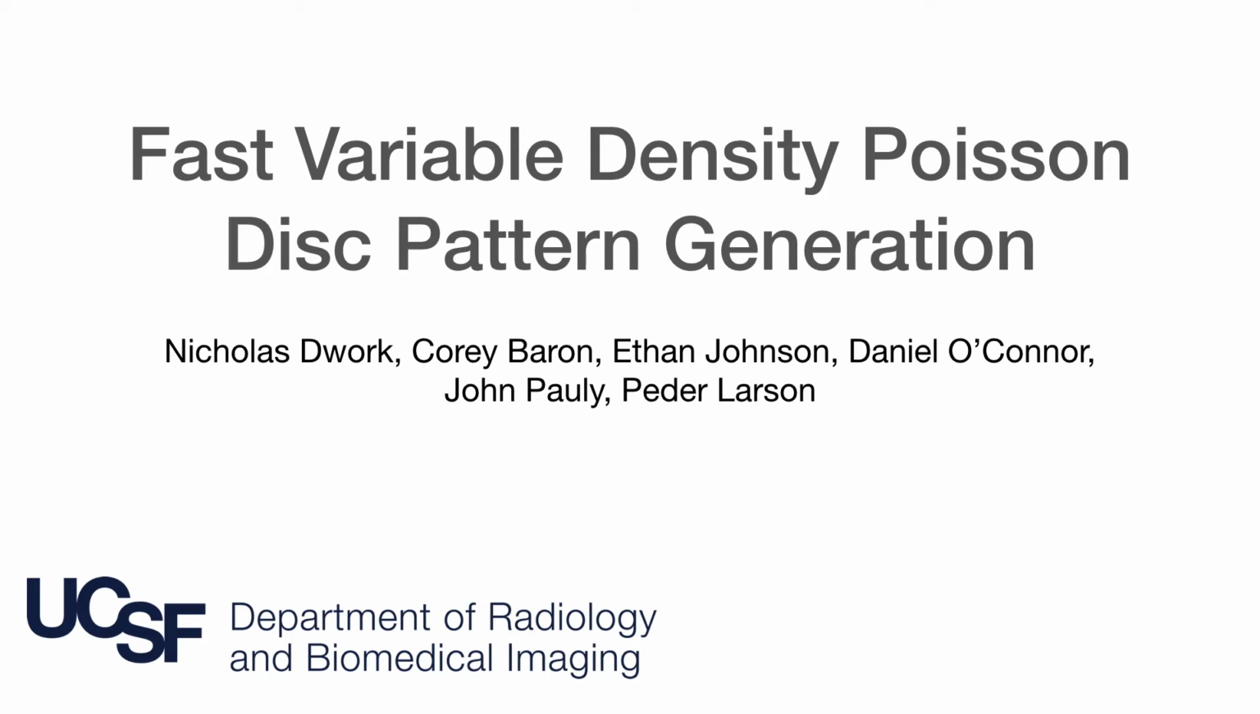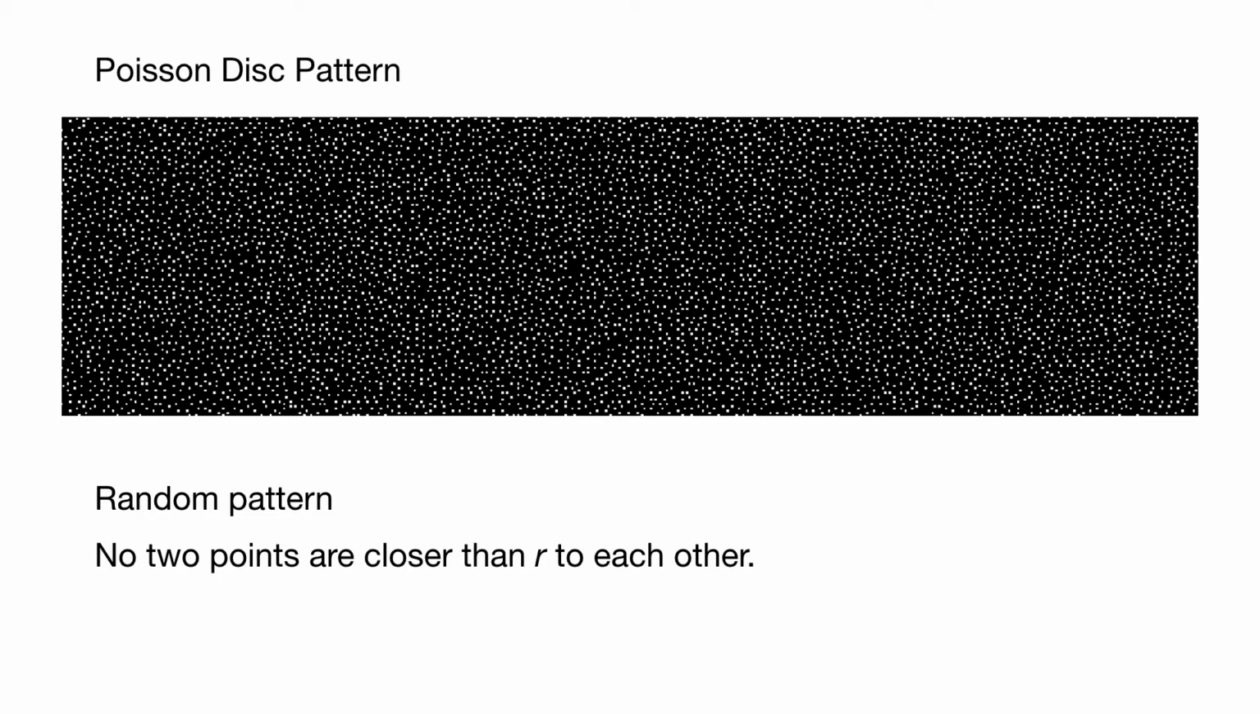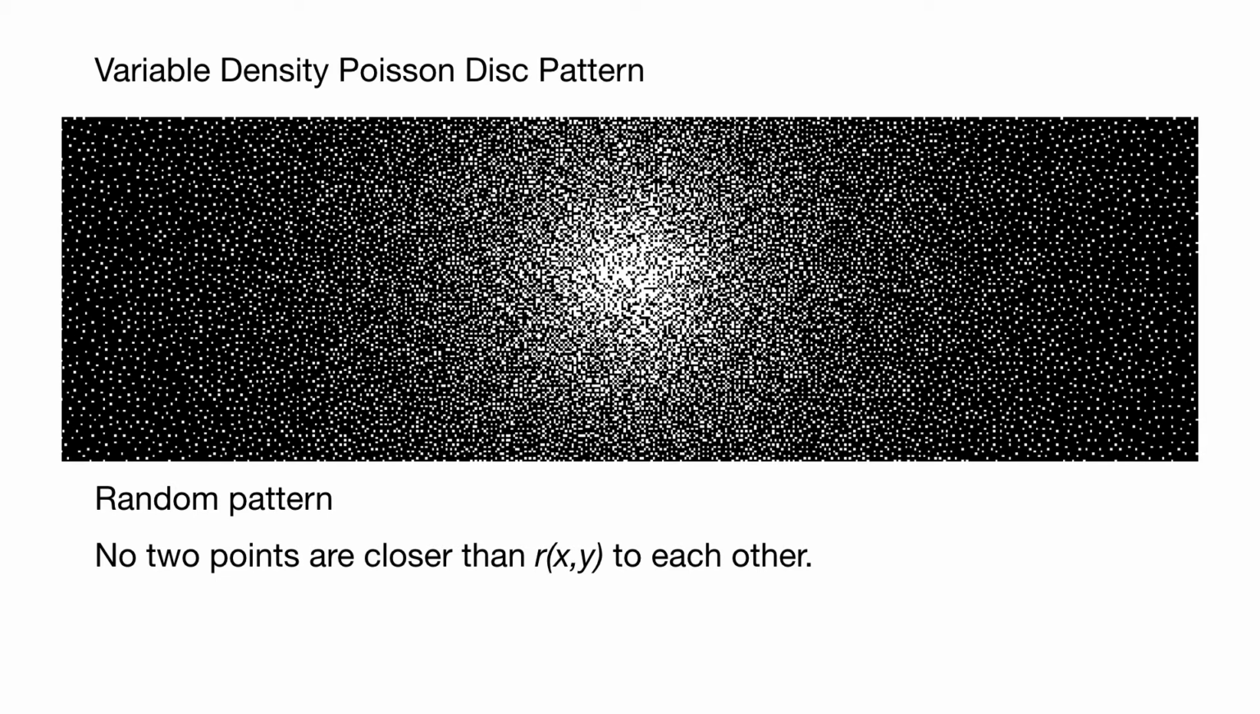Hi, I'm Nicholas Dwork, and today I'm going to be talking about a fast variable density Poisson disk pattern generation algorithm. The property of the pattern is that it's random, but no 2 points are closer than a parameter r to each other. R can be a function of location. How do we create such a thing?